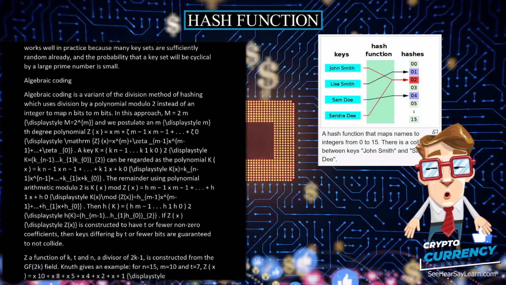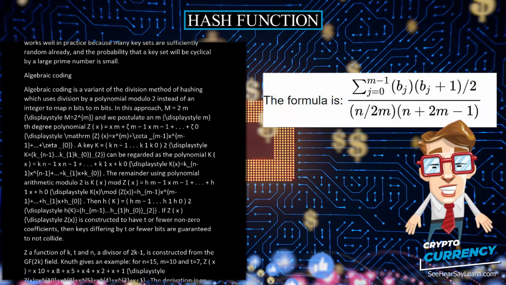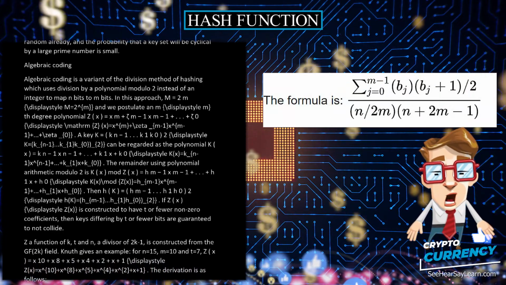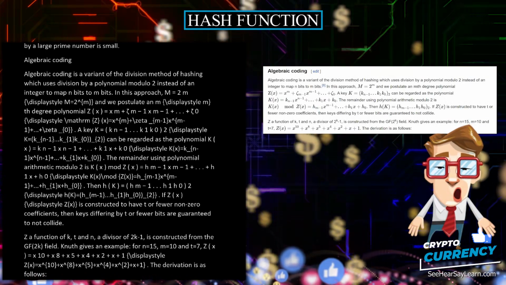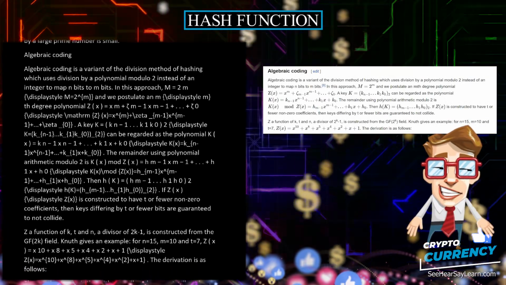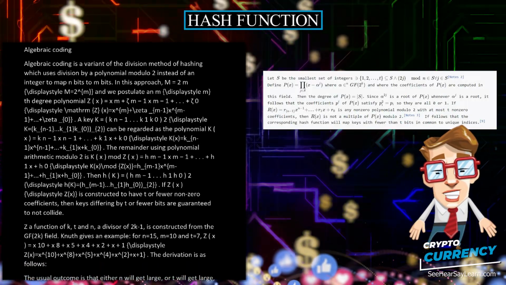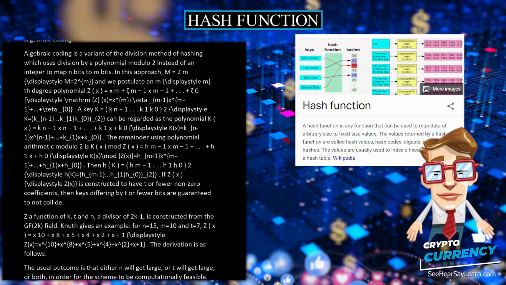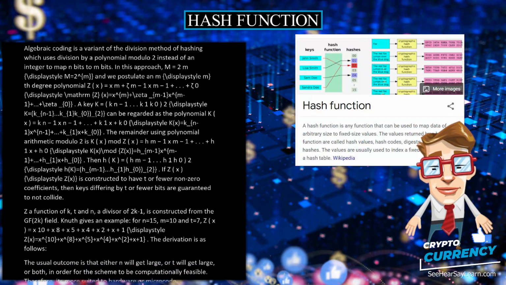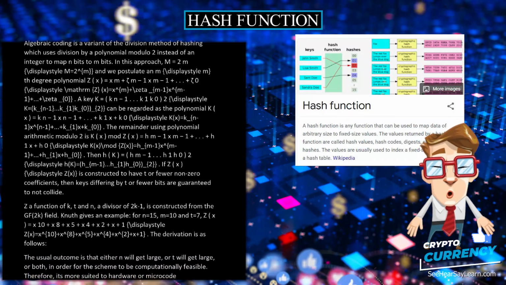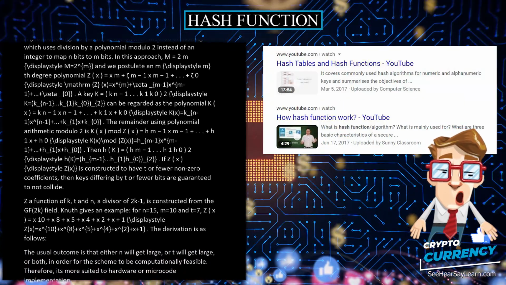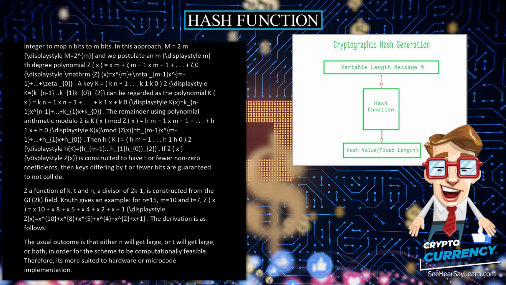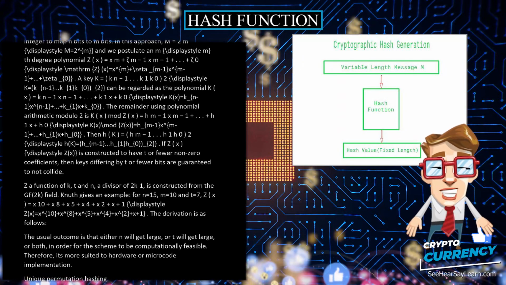Z, a function of k, t and n, a divisor of 2^k - 1, is constructed from the GF(2^k) field. Knuth gives an example: for n equals 15, m equals 10 and t equals 7, z(x) = x^10 + x^8 + x^5 + x^4 + x^2 + x + 1.